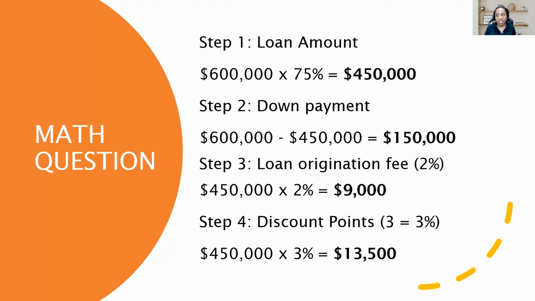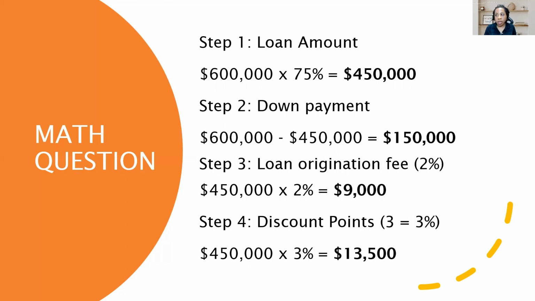All right, so if you're ready, let's look at the solution. First step, we need to find the loan amount. I already told you the loan is 75% of the purchase price. So 75% of $600,000 is $450,000. And with the loan amount, we can find the down payment. The down payment is the $600,000 minus the loan amount of $450,000, and that gives you $150,000.